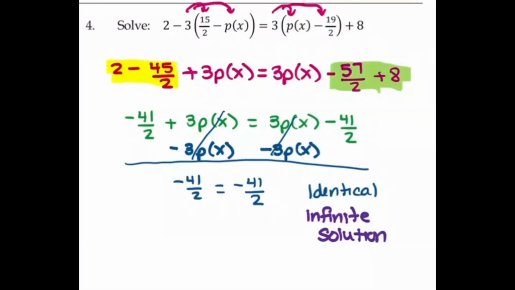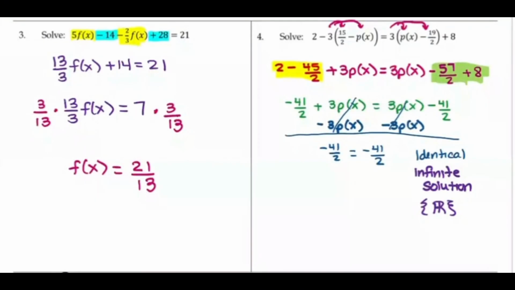But how would you represent infinite solutions in set notation? Again, even though not specified, I am going to write my answer using set notation. You are going to say double R, that is the set of all real numbers, and you would wrap that around curly braces. So we end up with infinite solutions, the set of all reals.